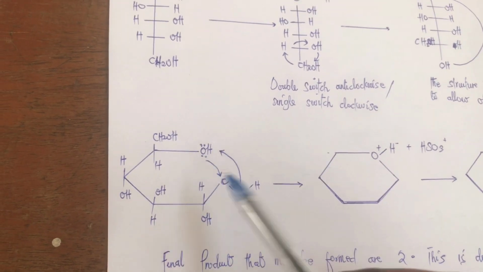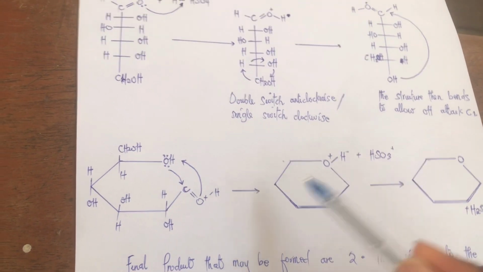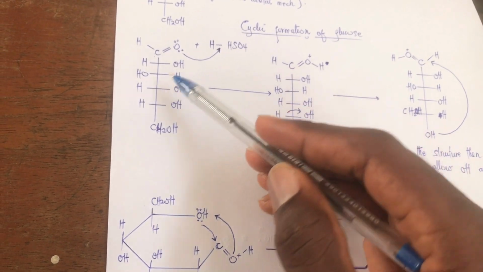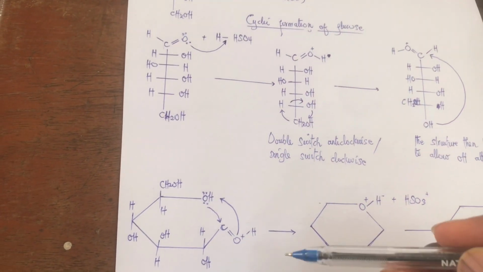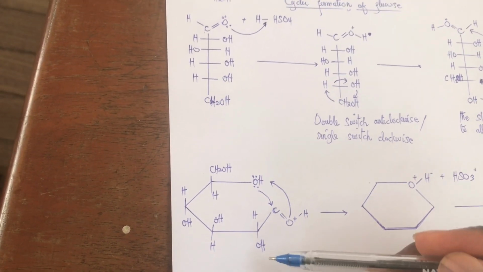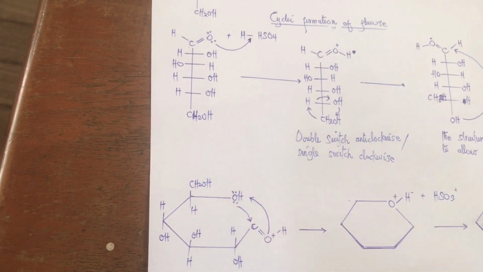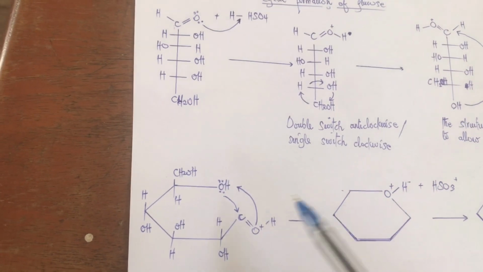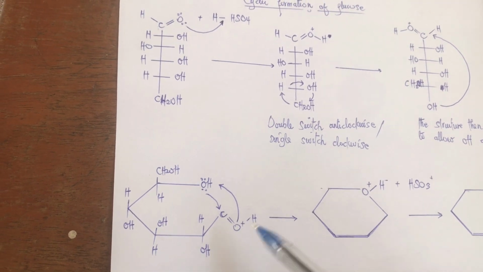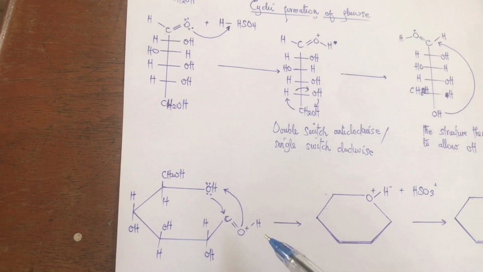So if you are drawing the Haworth projection, when we are having the OH on the right, this means that it must come down when you are drawing it. So the OH must come down. If the OH is at the left, it must go up when you are drawing the Haworth projection. So now, after the molecule has bent, you are going to get something like this. Remember that the protonated hydrogen is still bonded to the oxygen.